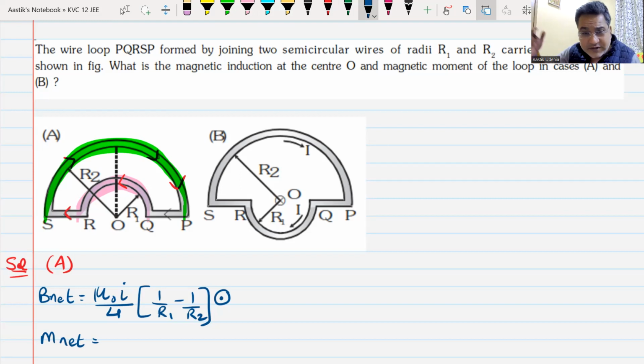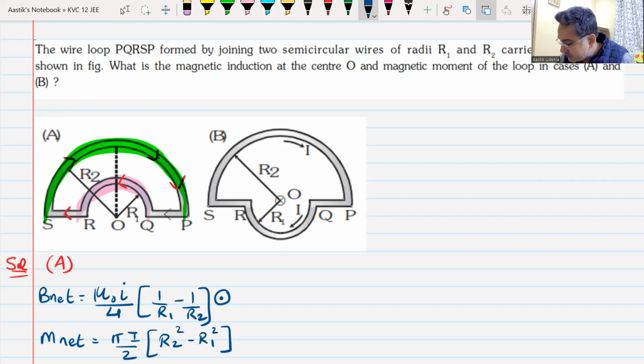But here, the outer moment is more, and the inner moment is less. So the answer is pi I by 2 into (r2 square minus r1 square), and the direction is cross. Everyone understands this? Yes or no? What have I done here?